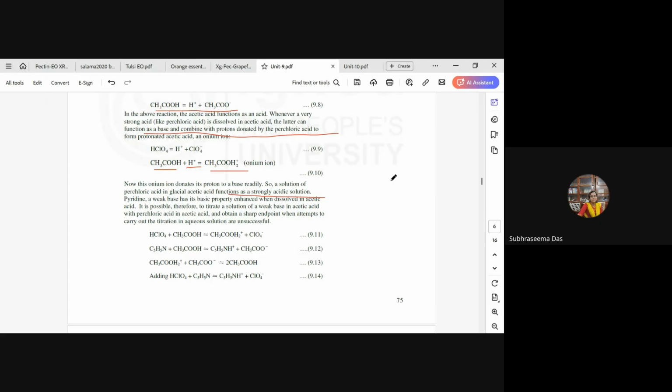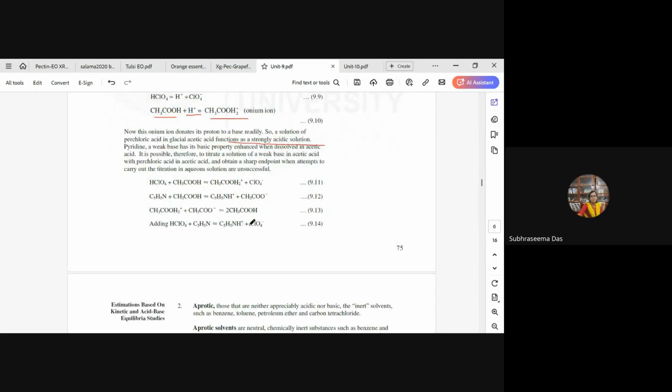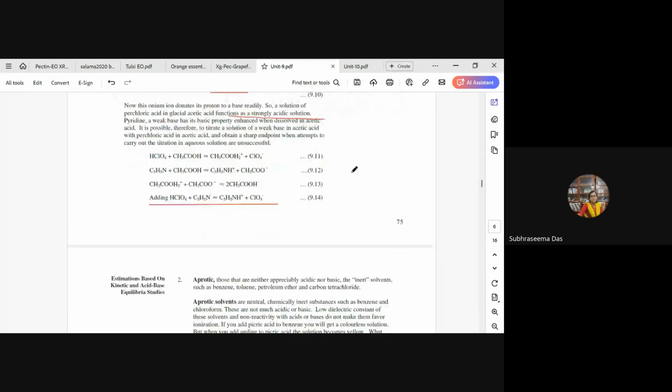Now let us talk of pyridine. Pyridine is a weak base. Its basic property is enhanced when it is dissolved in acetic acid. How is that possible? It is possible, therefore, to titrate a solution of a weak base in acetic acid with perchloric acid and to obtain a sharp endpoint. Some equations have been shown of how pyridine acts as a base in acetic acid. Upon adding perchloric acid, the titration is unsuccessful in water, but by adding HClO4 here, we can then titrate our required substance.